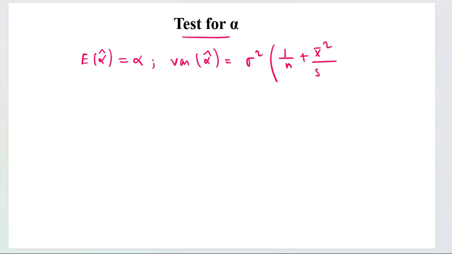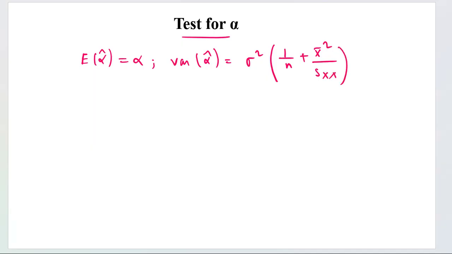Now, if you have seen my previous videos on parameter estimation, where we derived the features of alpha and beta, we have said that alpha cap is the BLUE of alpha, right? So what we can say is that the expected value of alpha cap is alpha, and the variance of alpha cap can be written as sigma square times 1 upon n plus x bar square upon Sxx.